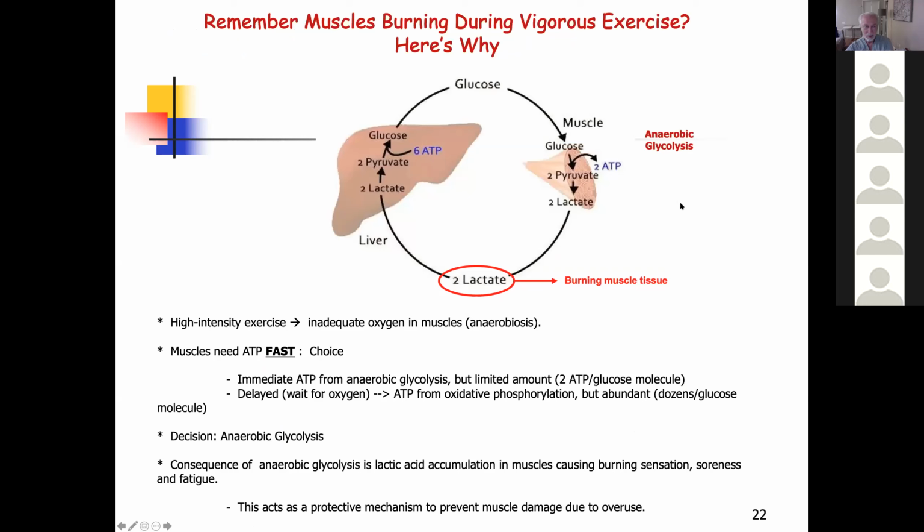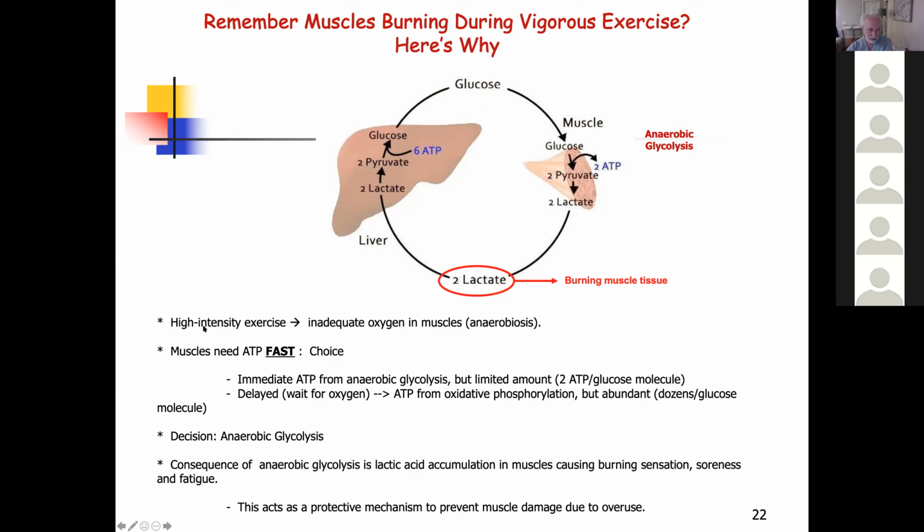So what is the consequence of that? We've all had the experience of exhausting our muscles and feeling a burning sensation. Why? How does that happen? Well, at the top here, we have this cycle. In muscle, glucose is converted to pyruvate and lactate, plus 2 ATPs. This is anaerobic glycolysis. And this lactate then goes to the liver, where it cycles back to glucose with the consumption of ATP.